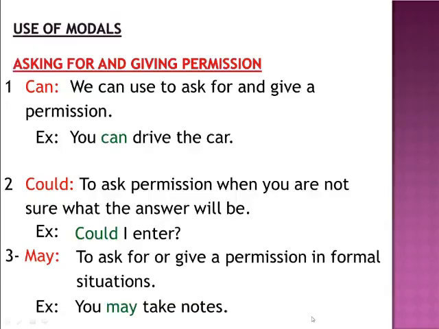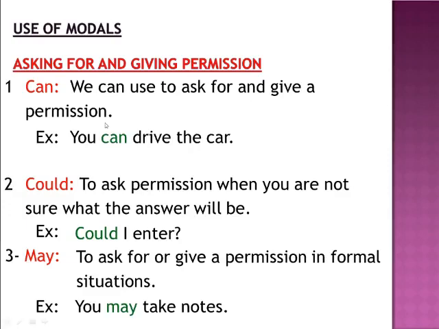Use of modals: asking for and giving permission. "Can" can be used for asking permission. If anybody is asking you for permission, what will we do? You will have to give them permission. So how can you use those words in a sentence? This is what we are going to learn here. We can use "can" to ask for and give permission.